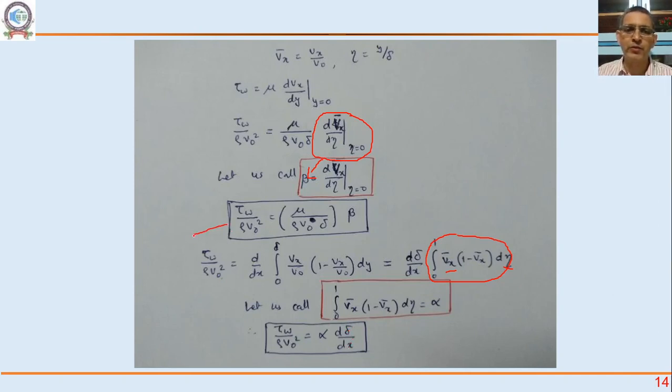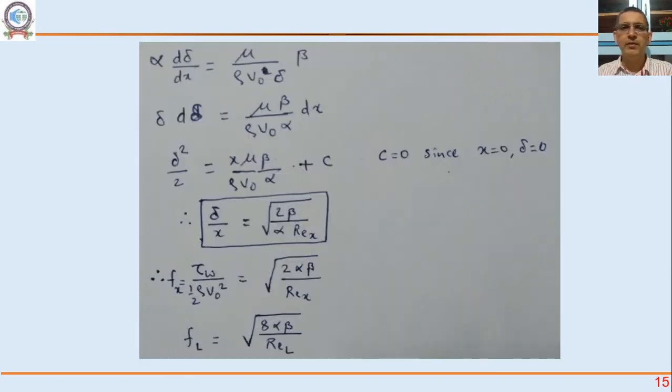Now use these two expressions. Left hand side is the same. One is coming from the slope at the origin, slope at y equal to 0, and one is coming from the shape of the velocity profile. Equate them together. If you equate them together, you can get a differential equation in delta. Solve that, you will get delta by x as square root 2 beta by alpha Rex.